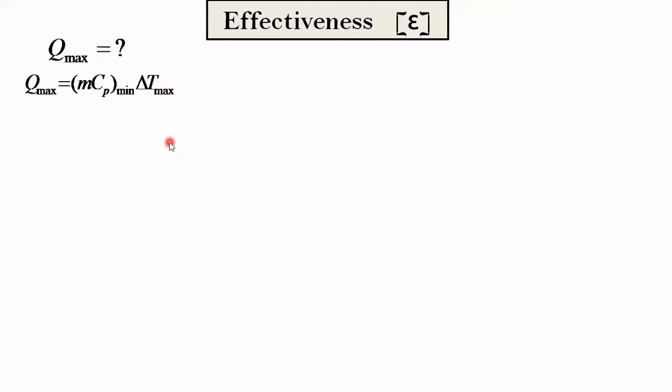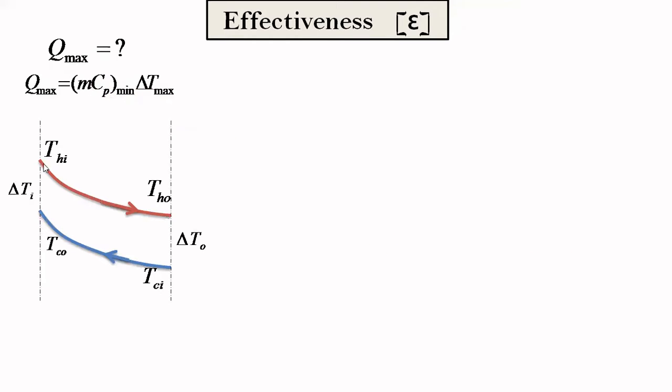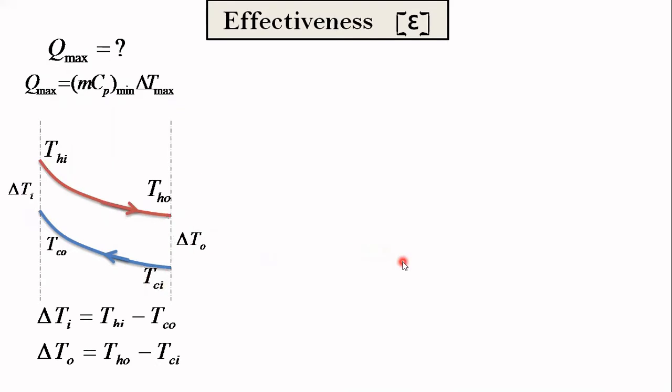So what is Qmax? Qmax we can write down this way. Qmax is equal to m into Cp, that is the heat capacity. It should be minimum and the delta T should be maximum. So that is the expression for Qmax. Now we'll see what it defines. So let's take a parallel flow heat exchanger. The hot fluid's temperature reduces from Thi to Tho, and the cold fluid's temperature will increase from Tci to Tco. And these are the temperature differences at inlet and exit of the heat exchanger.